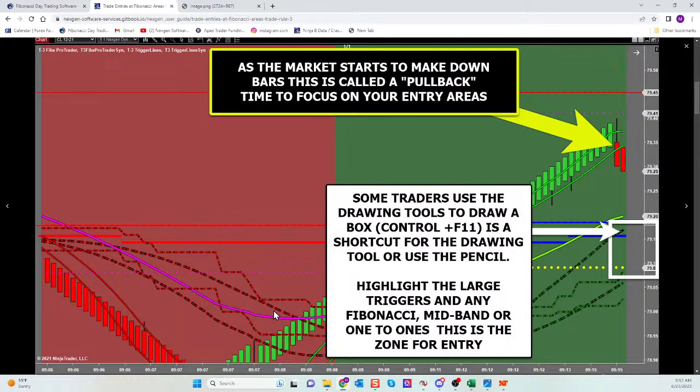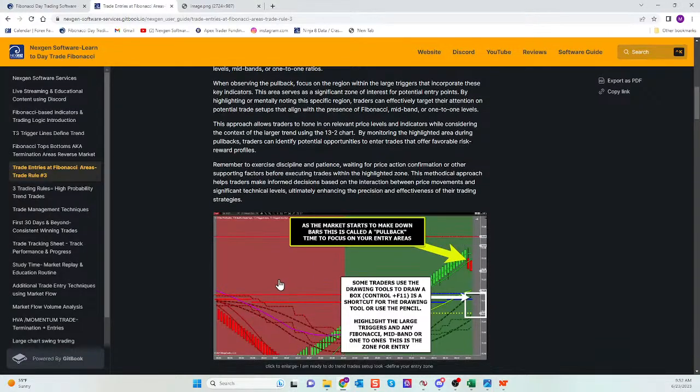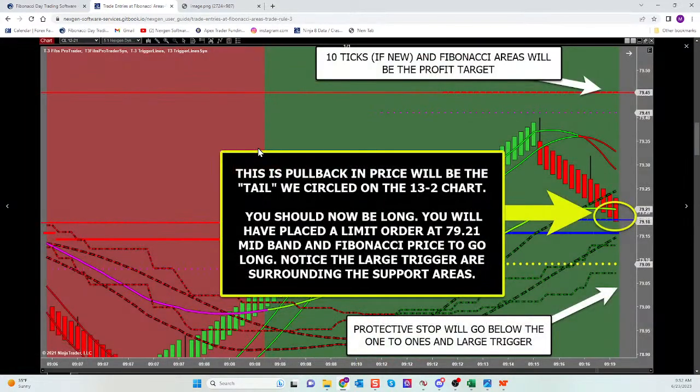So when everything says up, your charts are green, your triggers are green, your mid band's green, the triggers are favorable, everything says go to the upside. We're going to wait for a down bar, guys. And at the time of this down bar, you're going to create a window of opportunity. And your window of opportunity is going to extend from the highest point of support inside of favorable large triggers to the lowest point of support inside of favorable large triggers. You're going to right click, you're going to activate a limit order, and you're going to wait and see if that market comes back to you.